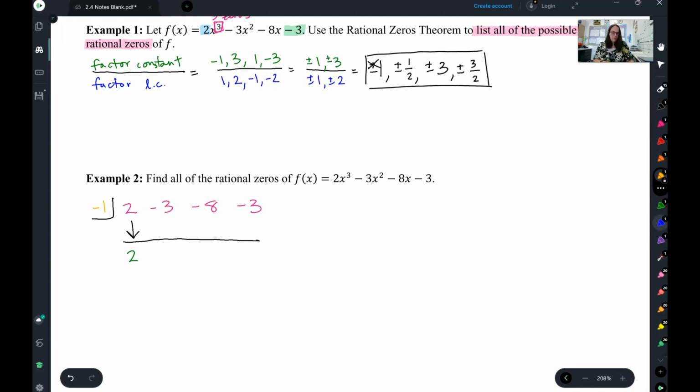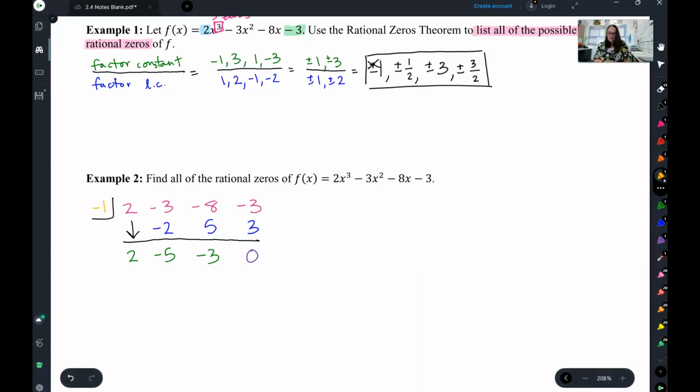So bring my 2 down. 2 times negative 1 is negative 2. Negative 3 minus 2 is negative 5. Negative 5 times negative 1 is a positive 5. Negative 8 plus 5 is negative 3. Negative 3 times negative 1 is a positive 3. And negative 3 plus 3, there we go. We finally got a remainder of 0.